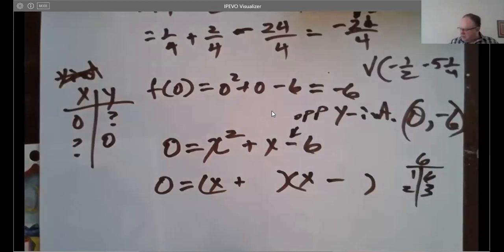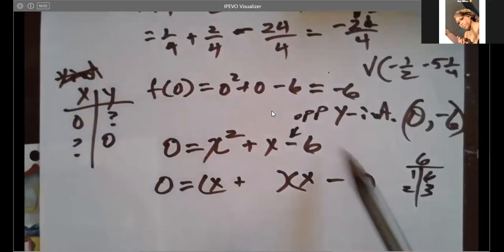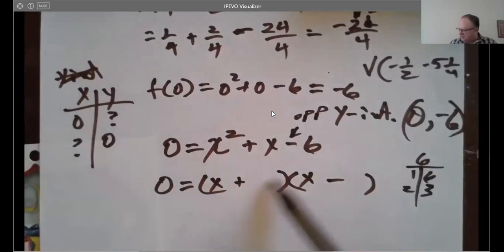Well, it's 2 and 3, right? Because if you do 1 and 6, you're going to get 5, because you're going to subtract these two. And I'll show you what I mean when we check it.